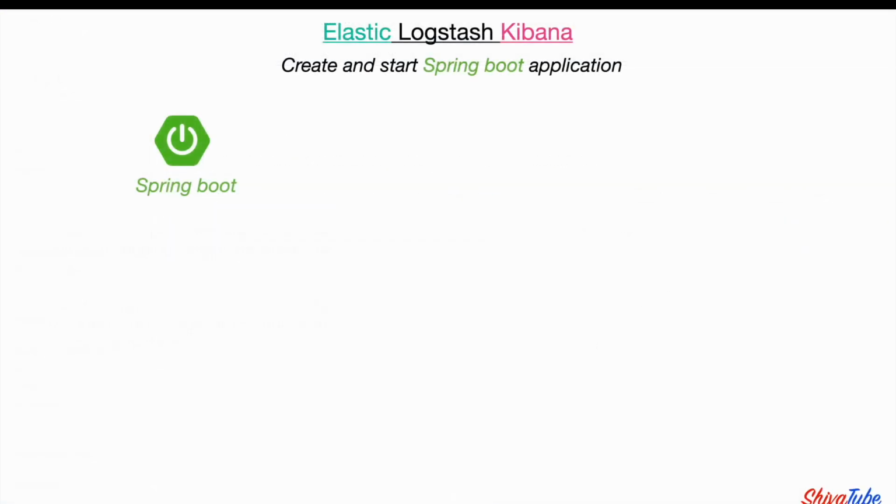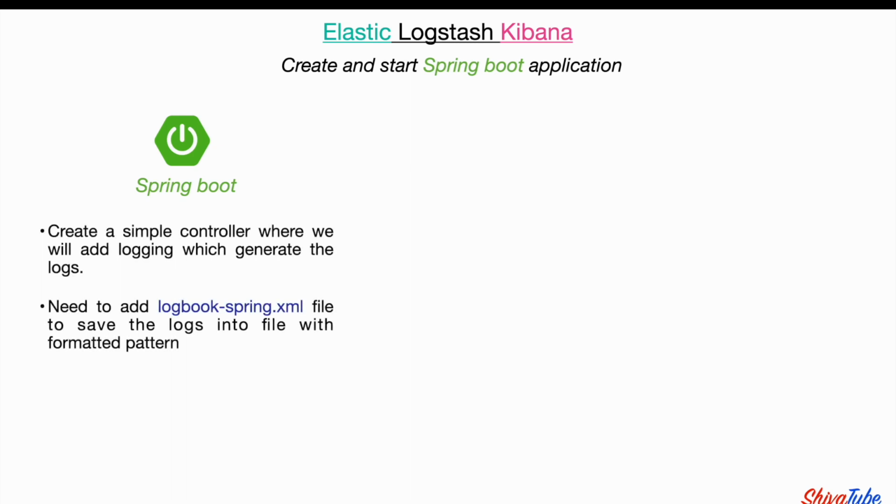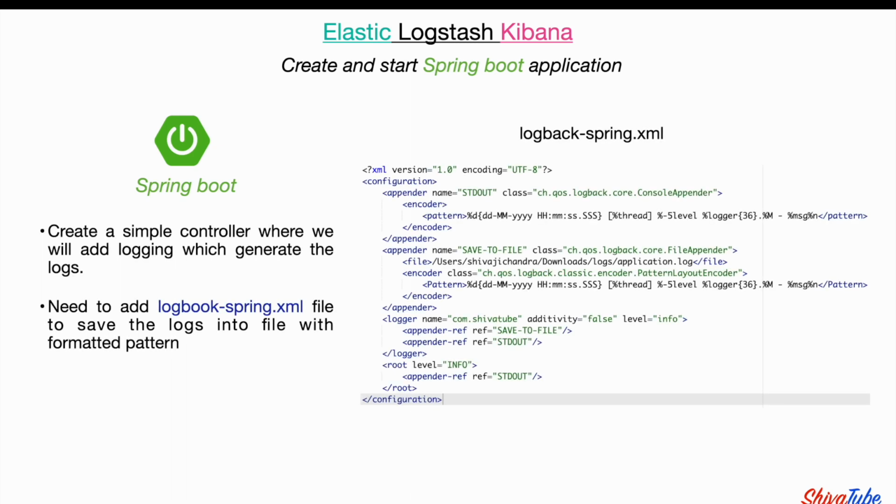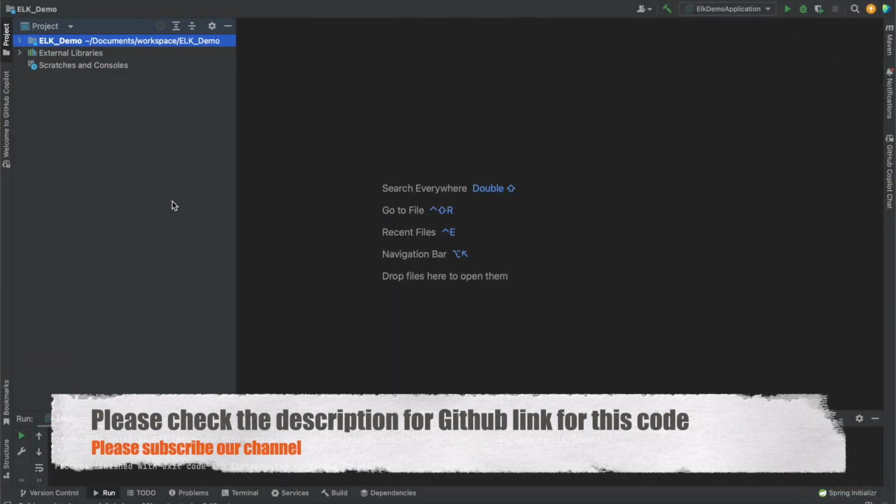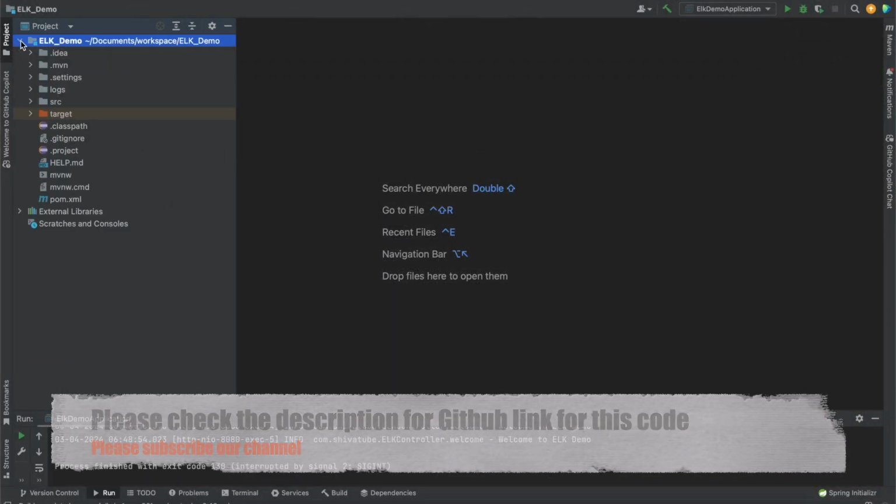So now we will create the Spring Boot application. We will create a simple controller where we will add logging and which will generate the logs, and for that again we need to add some configuration related to the logback file. So this is the logback file. We will add this logback file in our application. I have already created the Spring Boot application, and through that we will generate the logs. This is the ELK demo application I have created.